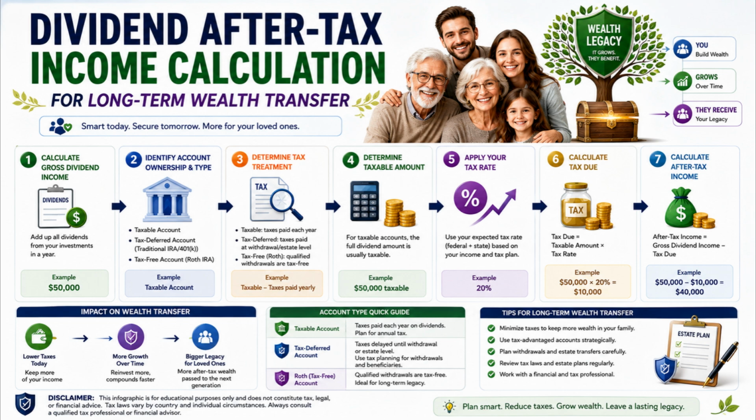So, the key idea is simple. Calculate gross dividend income, identify the account type, understand tax treatment, determine the taxable amount, apply the tax rate, calculate tax due, and finally find the after-tax income. When families understand this process, they can plan smarter, reduce taxes, grow wealth, and leave a stronger legacy.